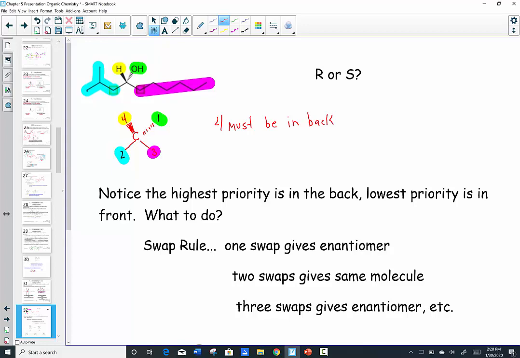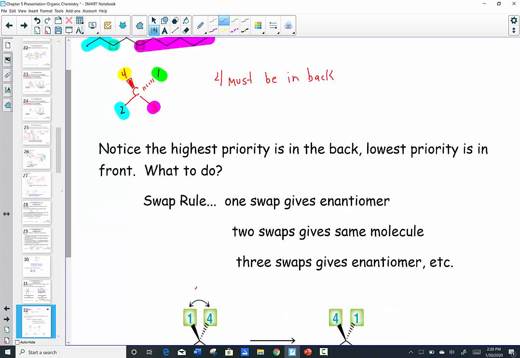So what do we do? Let me introduce to you something called the swap rule. It is going to help you in so many different ways. The swap rule says, if I swap one set of bonds, it will give me its enantiomer. If I swap 2 sets, it gives me the same molecule back. And if I swap a 3rd time, it gives me the original enantiomer.